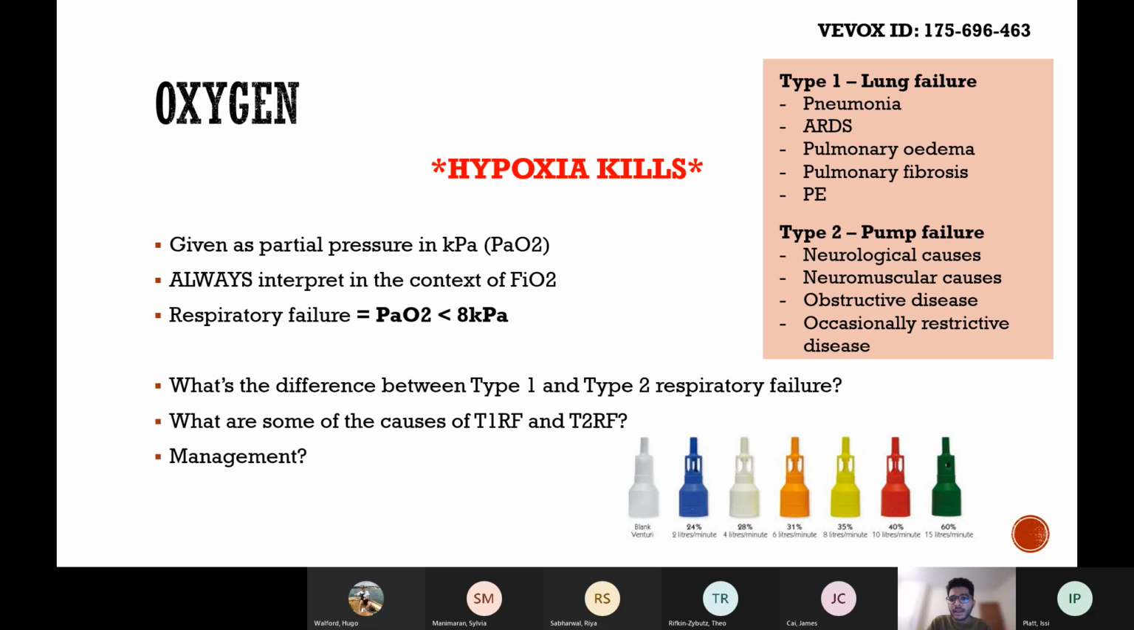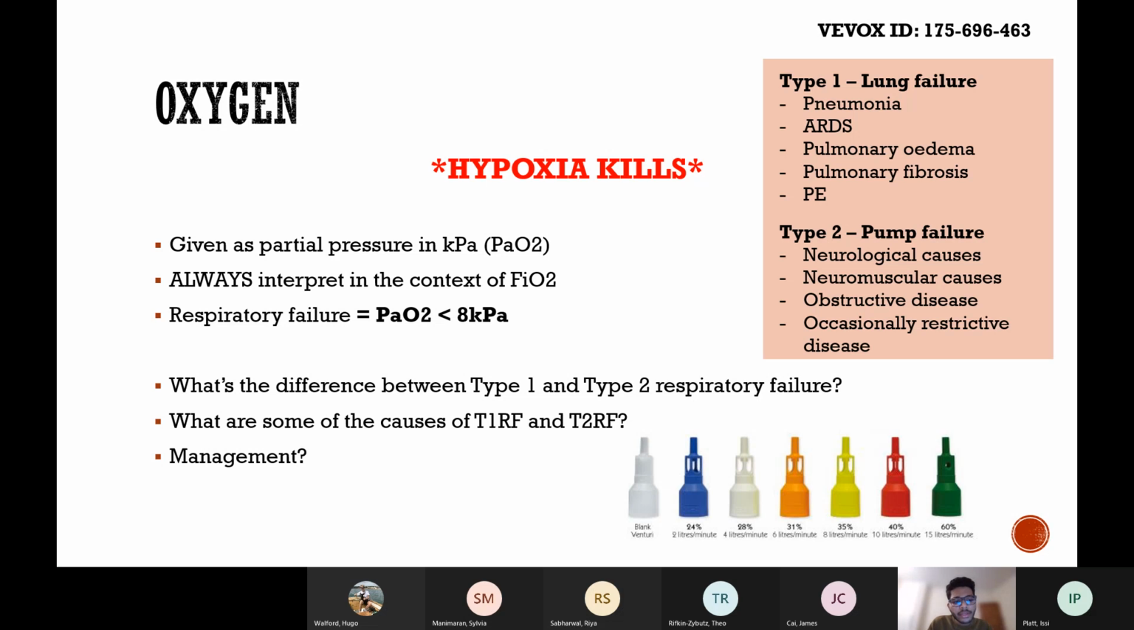Any obstructive lung disease, so things like COPD and asthma, which mean that the normally very big trachea is kind of tightened up and people can't blow out all of that carbon dioxide. And occasionally restrictive disease, when it gets really bad, can cause a type 2 type picture.